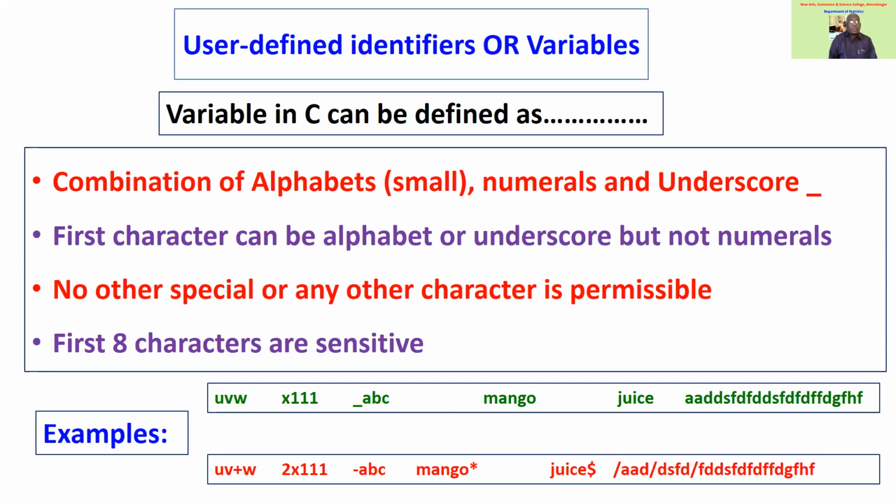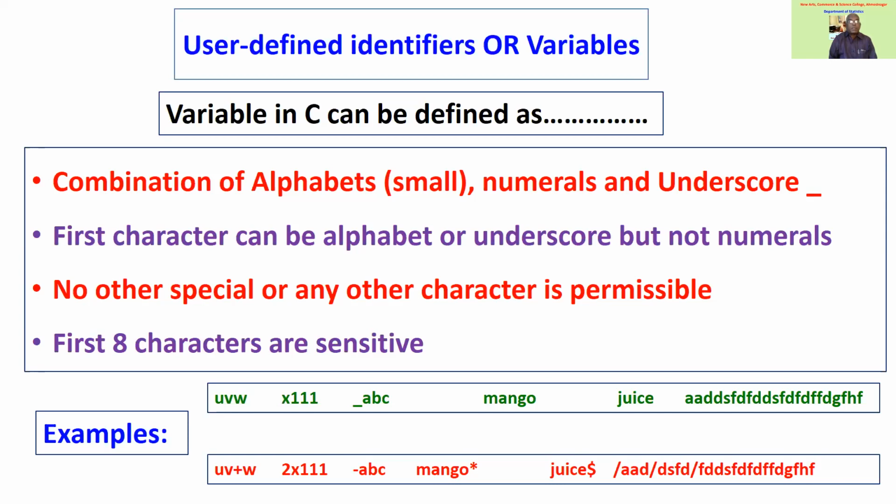Now let us see some examples. U, V, W. I think it follows all the conditions. It is a combination of only alphabets. There are no special characters. First character is not a numeral. So it is a legal, valid variable in C.